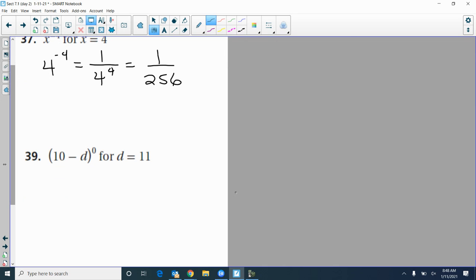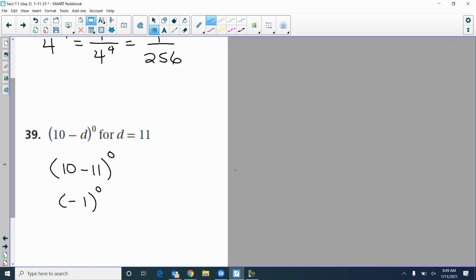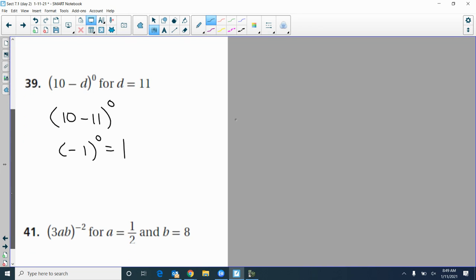All right, take a look at 39. You're plugging in 11. So it's 10 minus 11 to the 0 power. You still need to use order of operations, which means you do parentheses first. Well, what's 10 minus 11? Negative 1. That's still in parentheses, and negative 1 to the 0 power, anything to the 0 power, is 1. So that answer is 1. Oh, I got it right. All right. So that one is 1.